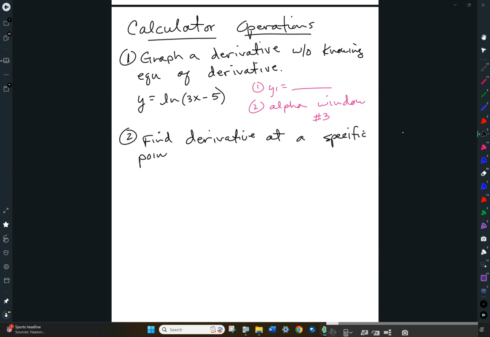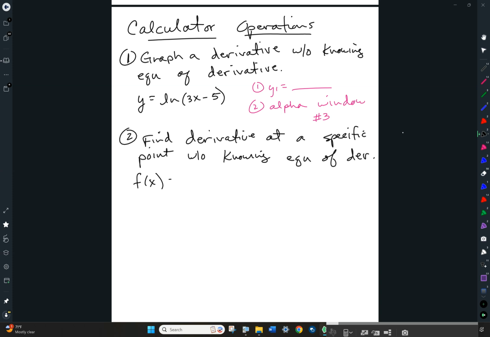And again, you can always find the value of a derivative at a specific point by plugging that number into the derivative function. So the value of the calculator here is if you're trying to find the derivative at a specific point, if you don't know the equation of that derivative. So we're going to say here, without knowing the equation of the derivative.